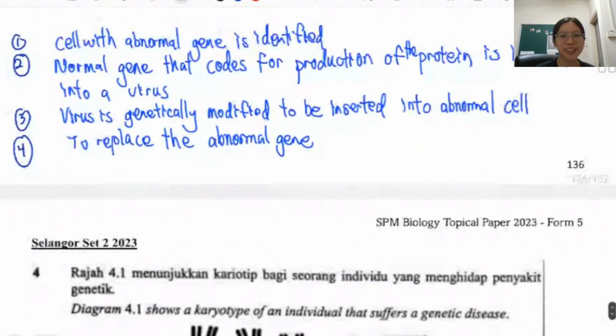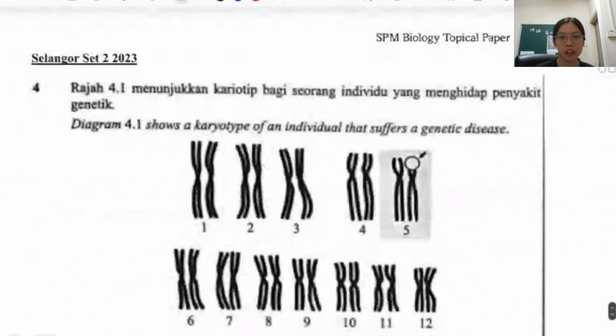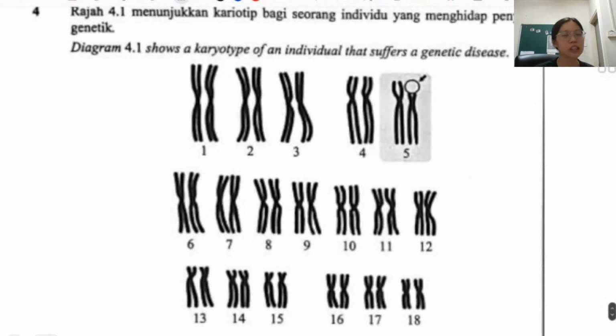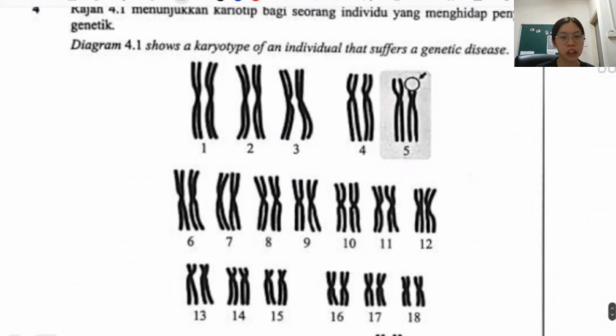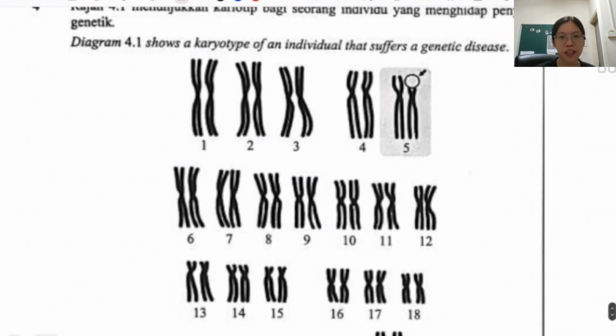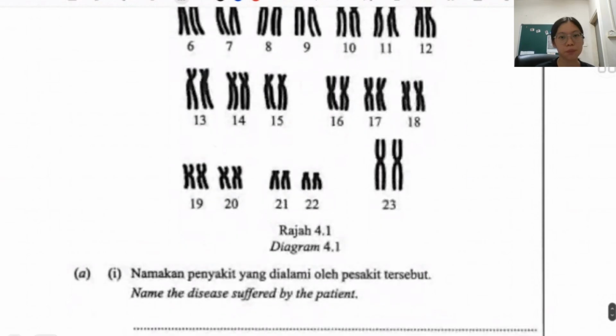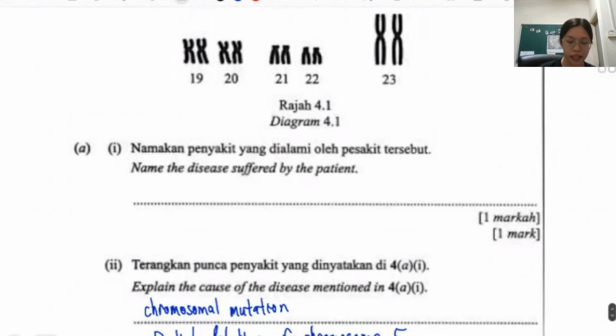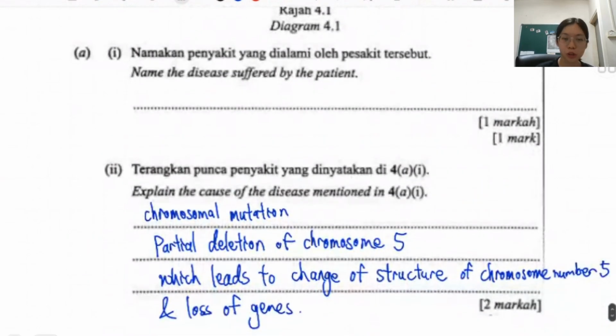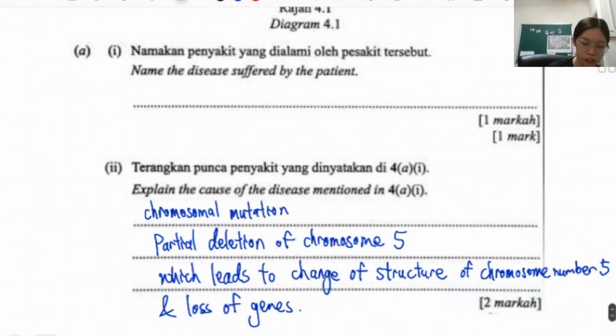Okay, moving on to this karyotype of the individual who suffers from this genetic disease, it is also the same thing, partial deletion in chromosome 5. So it's cri-du-chat syndrome. And then explain the cause is due to chromosomal mutation, yeah, partial deletion of chromosome 5, which leads to a change in the structure of chromosome number 5 and loss of genes.